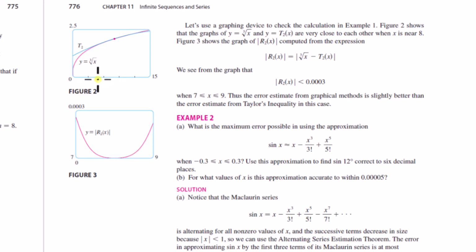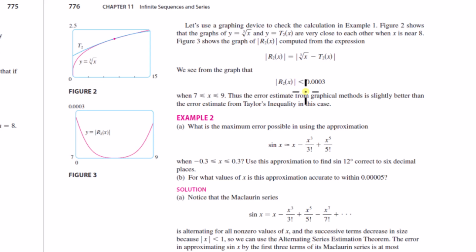But what they're going to do is change the interval from 7 to 9, zoom in, and then take the cube root of x minus T sub 2, and then take the absolute value of that. And there it is, the absolute value of R sub 2 of x from 7 to 9. You can see the largest that R sub 2 of x can be, shown graphically, is 0.0003. That's the exact answer. That's the largest that the absolute value of R sub 2 of x could actually be.